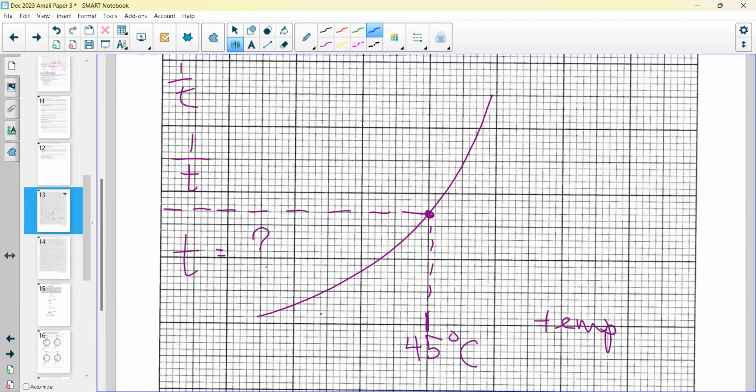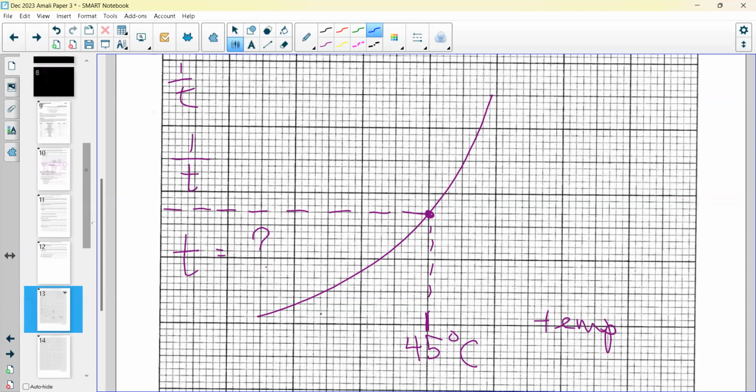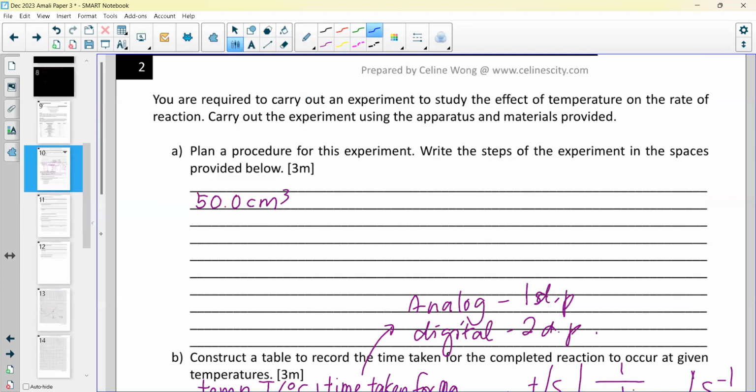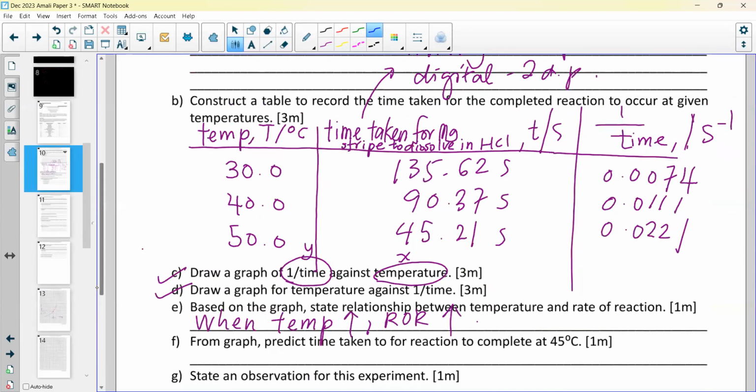For 1 over T, again, 0.01. Okay, so 1 over 0.015. Okay, wait. This is 30, this is 40. Your 40 already 90. How come at 45 you get less than 60? Just now from this particular reading, you can see. Okay, from this particular reading, 45. Okay, can, no problem.